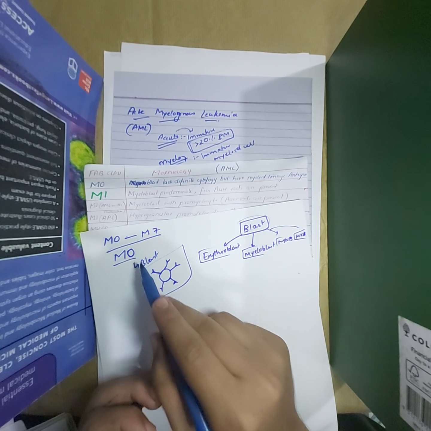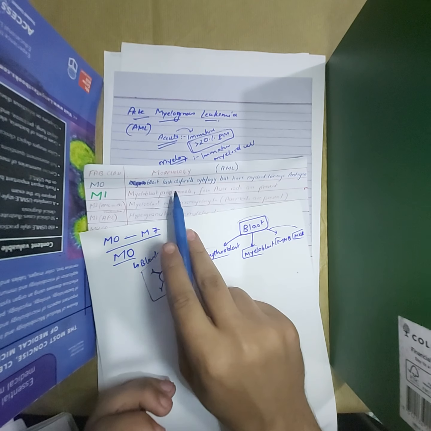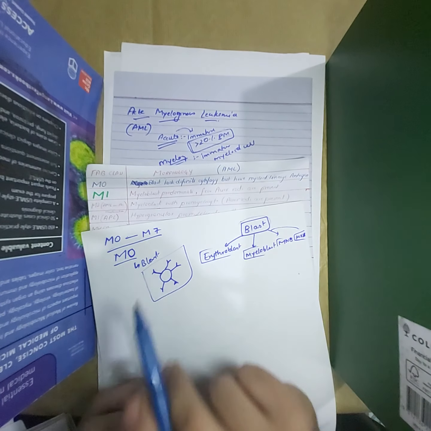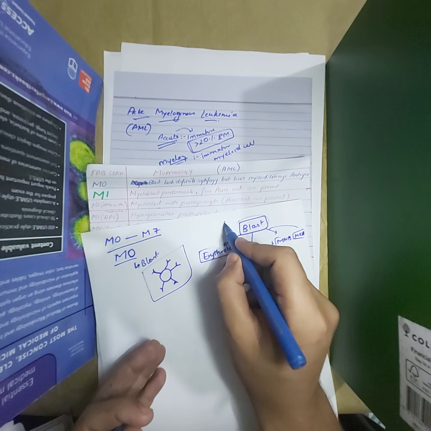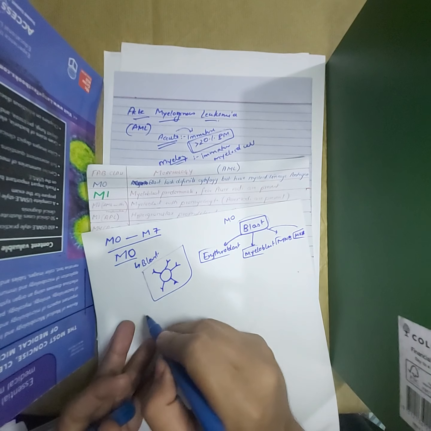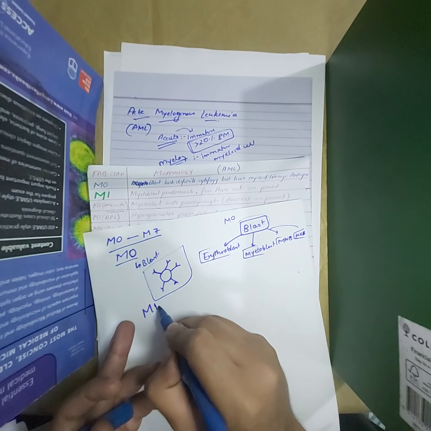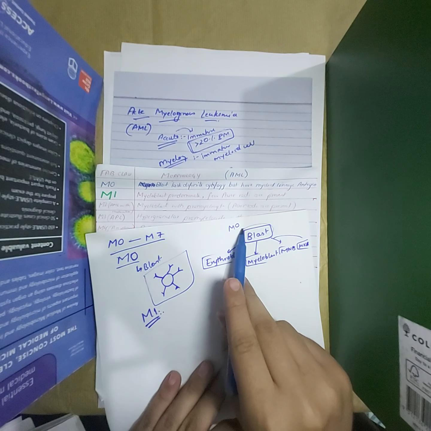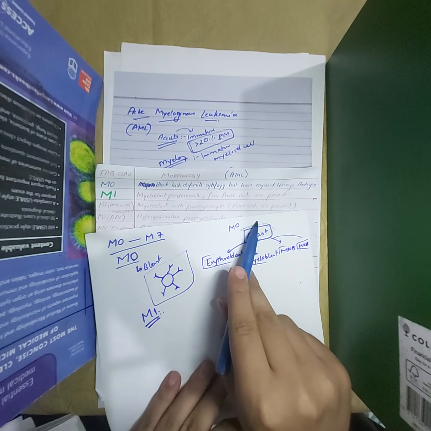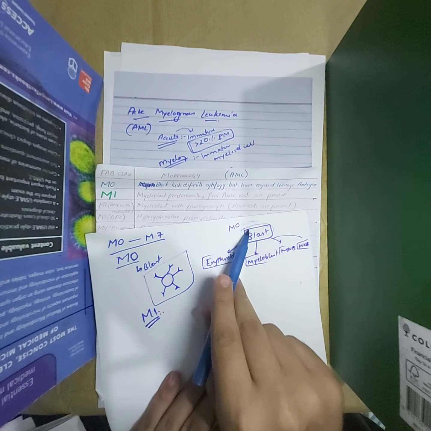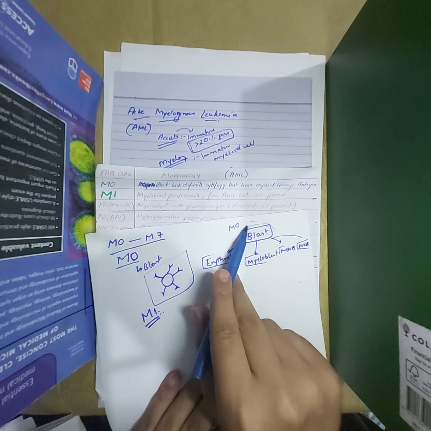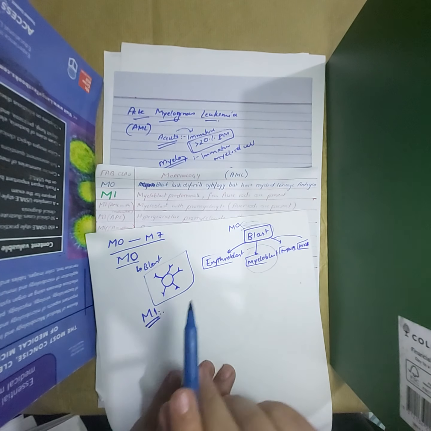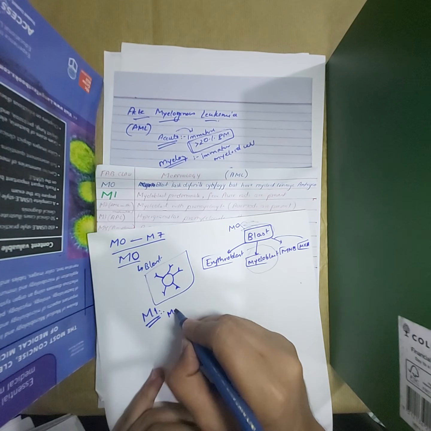So in M0 there will be only a lack of definite cytology, but the myeloid lineage antigens are present. So this is the M0. In M1, the blast cells, the myeloblast cells: in M0 the blast cells are lost, while in M1 only the myeloblast cells will be predominant.